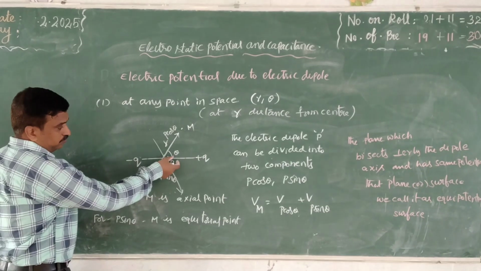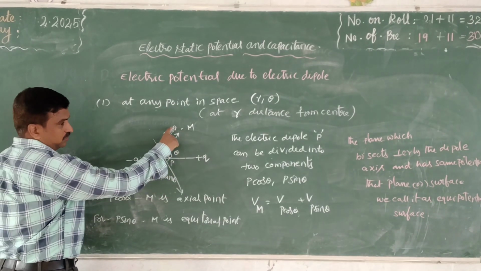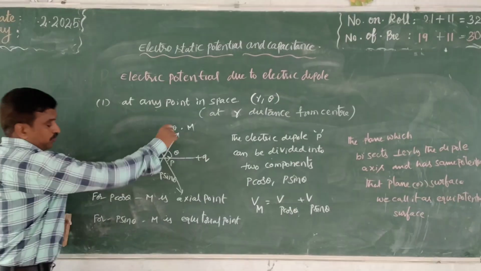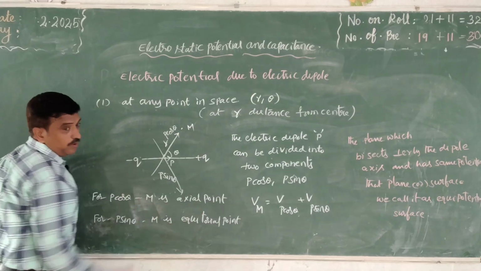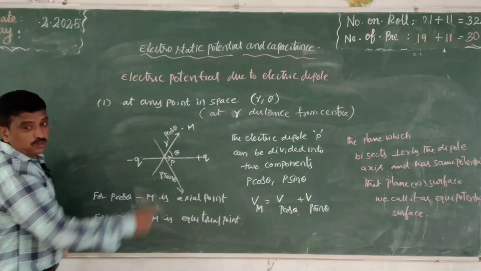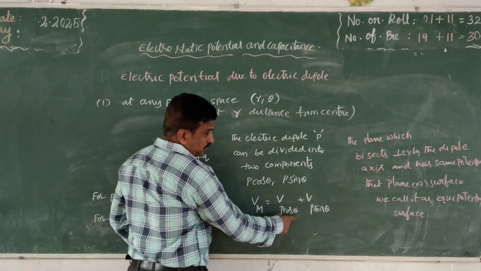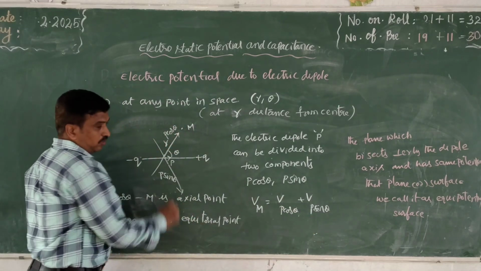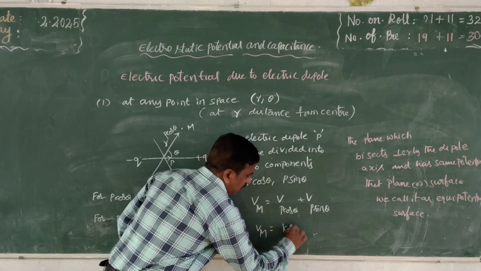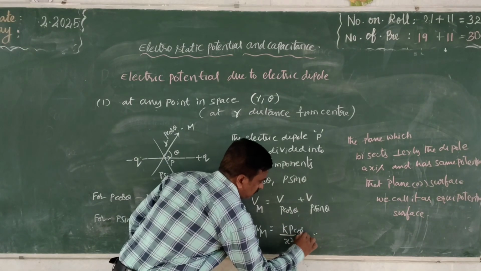See here, this P is divided into two components, P cos theta and P sin theta. For P cos theta, M is an axial point. For P sin theta, M is an equatorial point. Equatorial means perpendicular. So what is the net potential at M? Due to P cos theta there is one potential, and due to P sin theta there is another. Due to P cos theta, the potential is K P cos theta by r square.